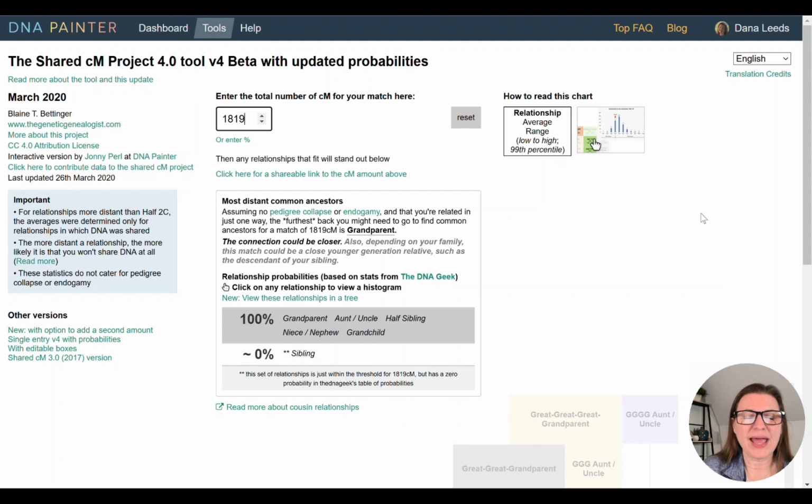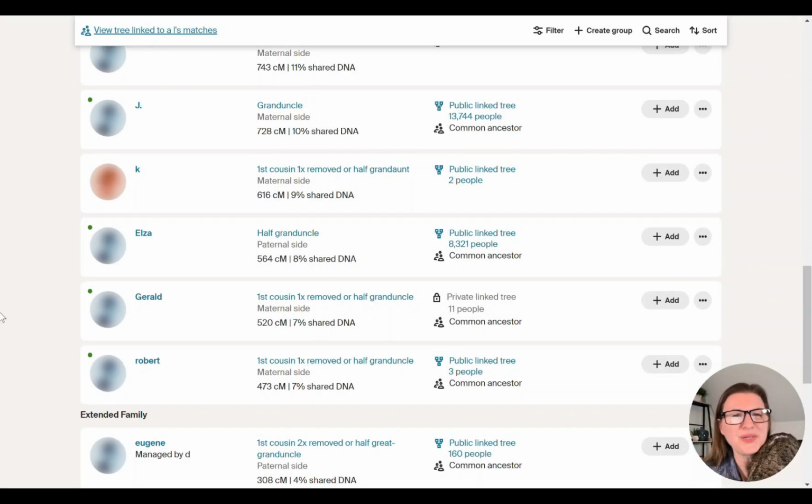For example, 18-19 is how much my daughter shares with her grandmother. If I knew that my daughter and this test taker were only 15 years apart, I could rule out that that's a grandparent or a grandchild. So let's try this with one more, like a mystery match.